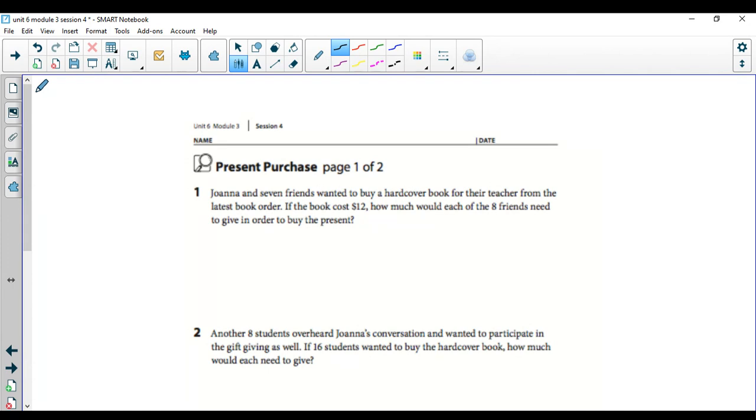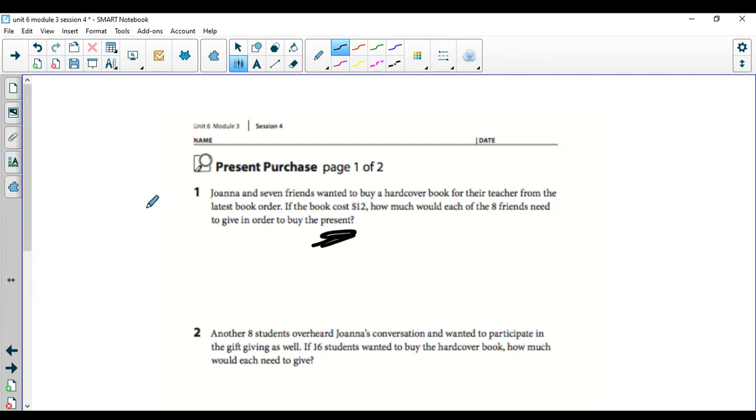Joanna and 7 friends wanted to buy a hardcover book for their teacher from the latest book order. If the book cost $12, how much would each of the 8 friends need to give in order to buy the present? Oh, that's why, you guys, here where it says present. That's why this session is called Present Purchase, because now we're looking at money, but more of a story which relates to your life. This is really where you're going to use math in these kind of moments.